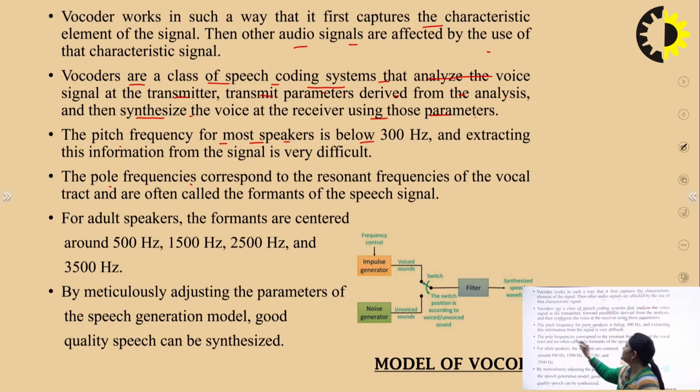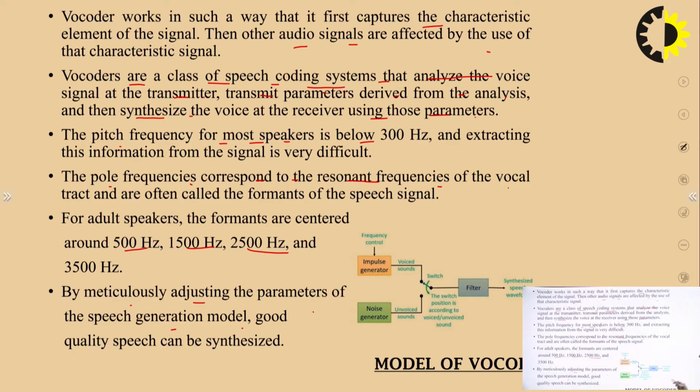The pole frequencies correspond to the resonant frequencies of the vocal tract and are often called formants of the speech signal. So the signal that we are speaking is of a particular frequency. Now the frequencies that we are talking about, the pole frequencies, are equivalent to the resonant frequencies and are called the formants of the speech signal. For adults, the formants are centered around 500 Hz, 1500 Hz, 2500 Hz and 3500 Hz. By meticulously adjusting the parameters of the speech generation model, good quality speech can be generated.